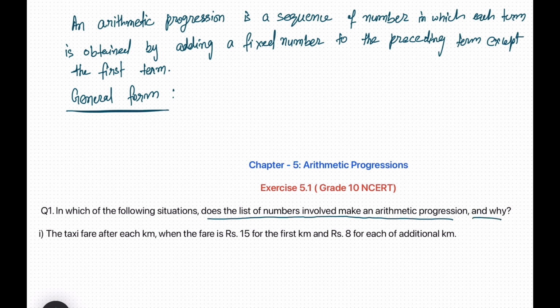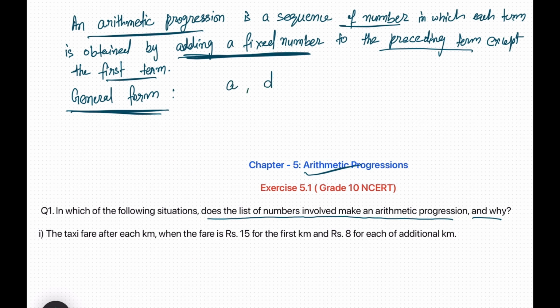To understand arithmetic progression or AP, we have to define it. An arithmetic progression is a sequence of numbers in which each term is obtained by adding a fixed number to the preceding term, except the first term, right? For example, let's write the general form. Suppose the first term is a and the common difference is d. So the first term we can write a, second term a plus d, third term a plus 2d, fourth term a plus 3d and so on. This is the way we have to write the answer.